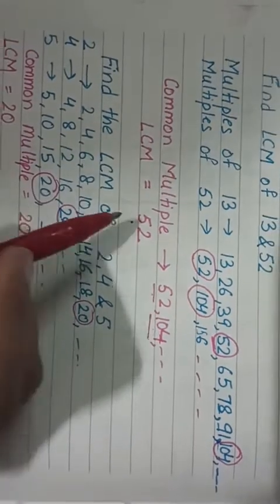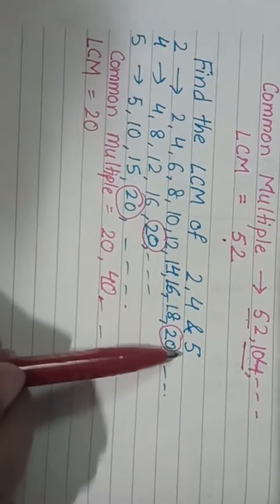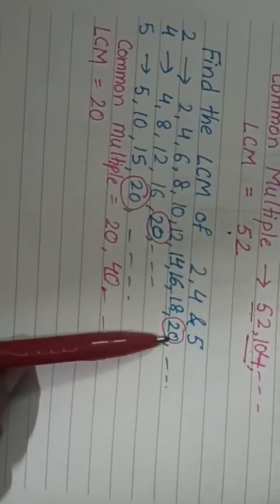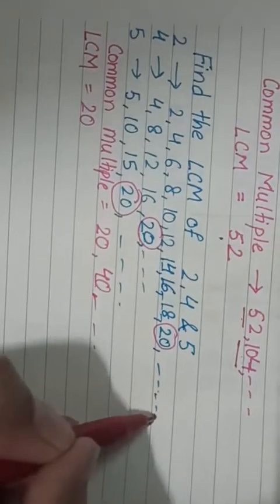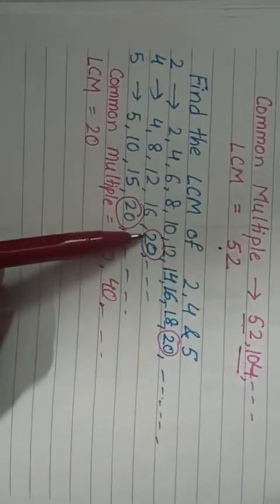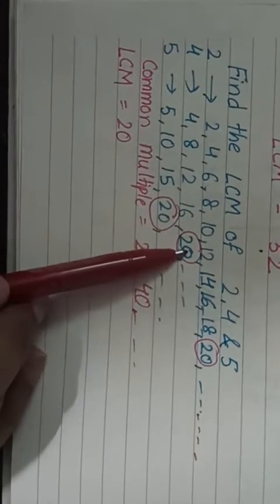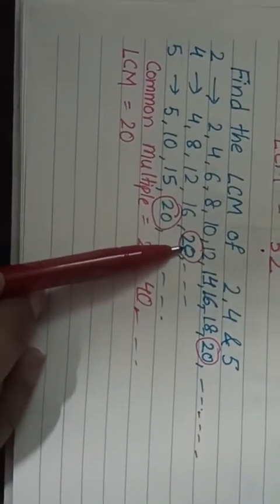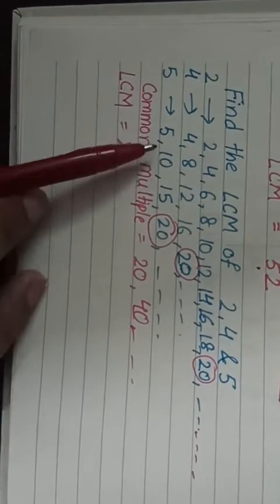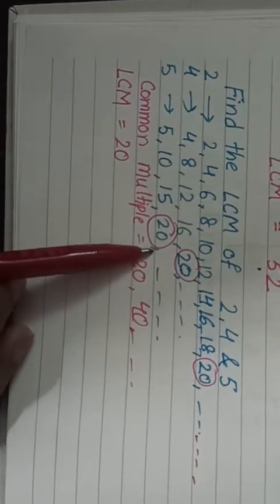Let's take another example. I have taken three numbers this time, 2, 4 and 5. So first we'll write the list of multiples of 2. I've written them till 20 and then I've put these dashes. Then I'll list some multiples of 4. Children, the moment this 20 came, I saw 20 here, we stopped. And we can put these dotted lines. Then we have the multiples of 5.